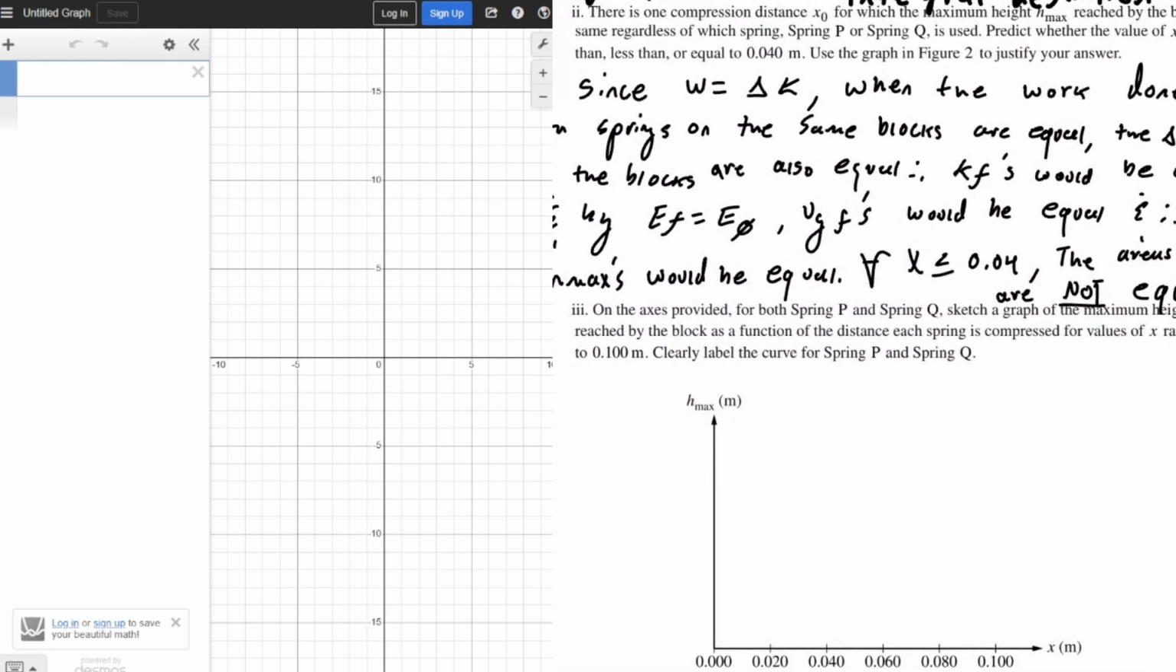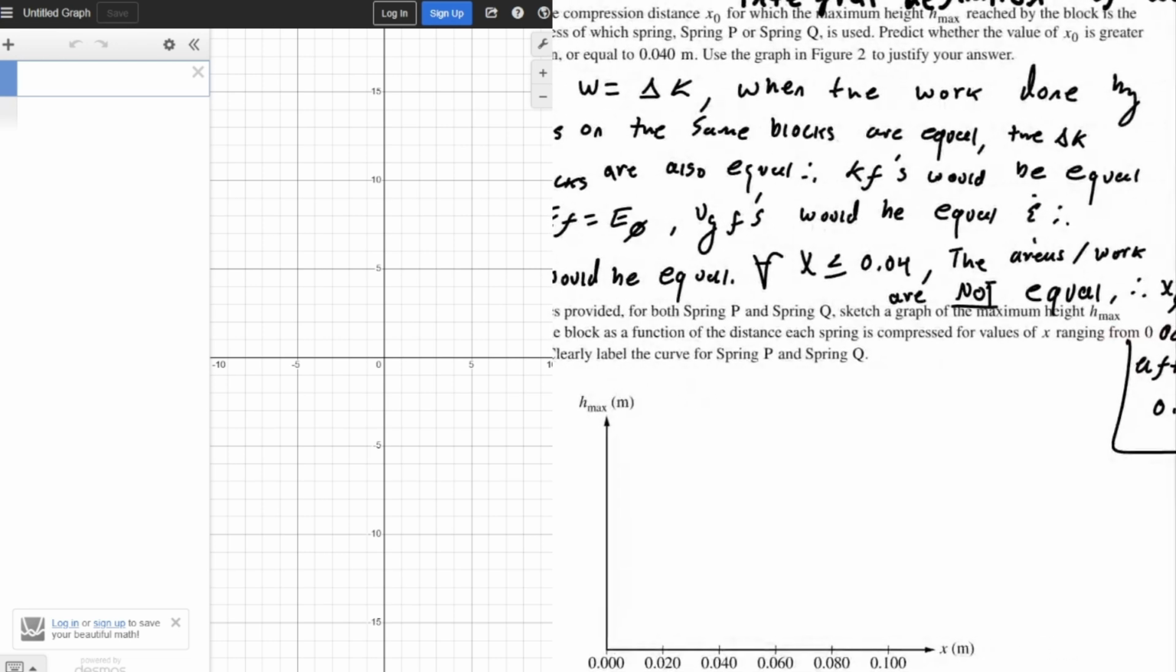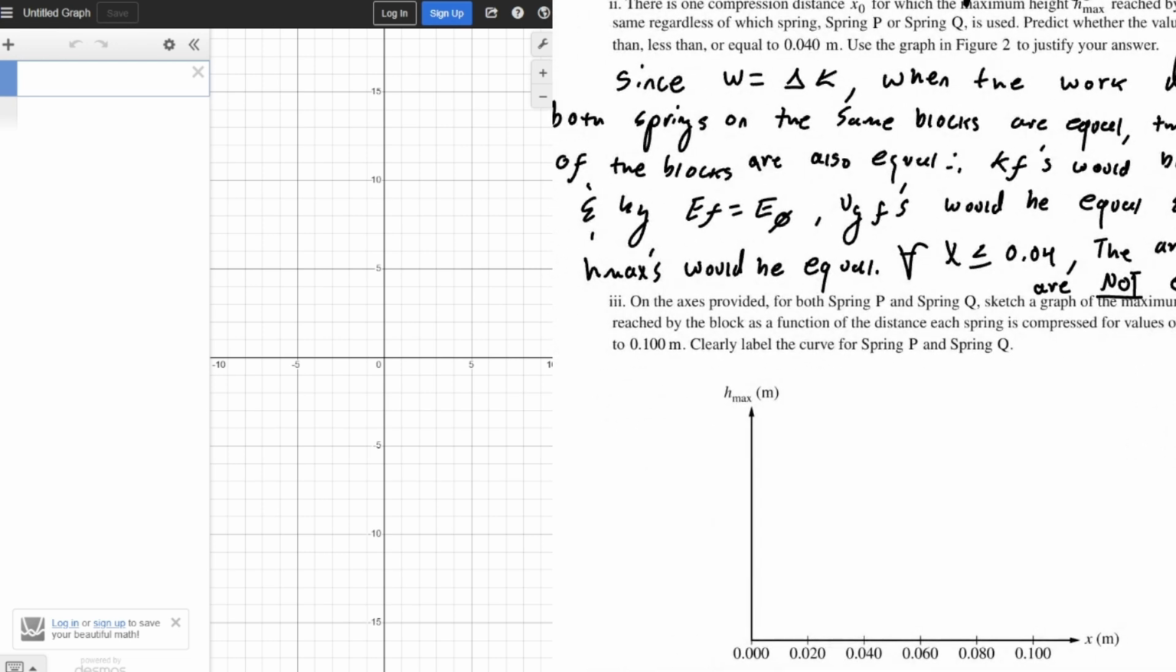On the axis provided for both spring P and spring Q, sketch a graph of the maximum height reached by the block as a function of the distance each spring is compressed. So maximum height is a function of distance, ranging from 0 to 0.1 meters. Clearly label the curve for spring P and spring Q. This question specifically is the hardest graphing question I believe Physics C has ever asked. I've never had any trouble with any other one besides this question. But when you look at it, it's a lot easier.